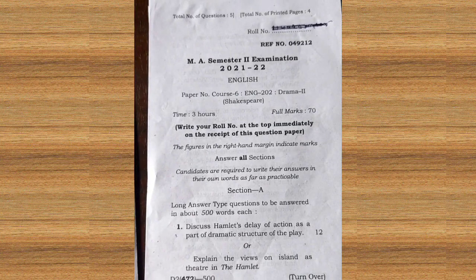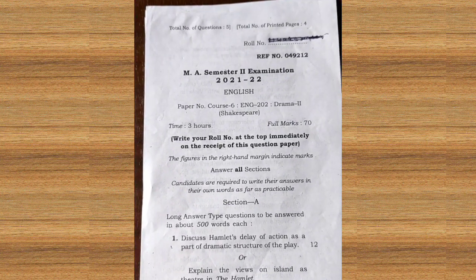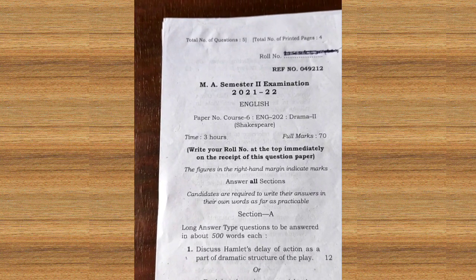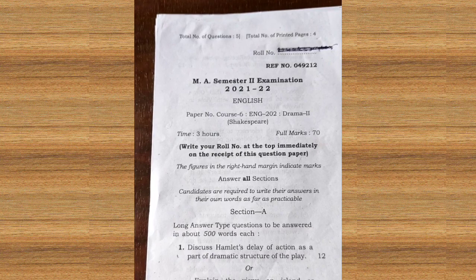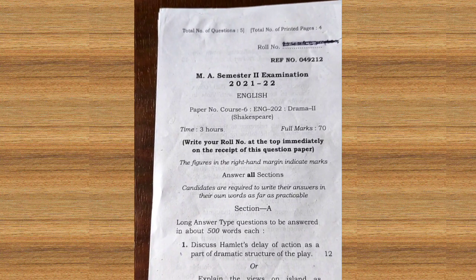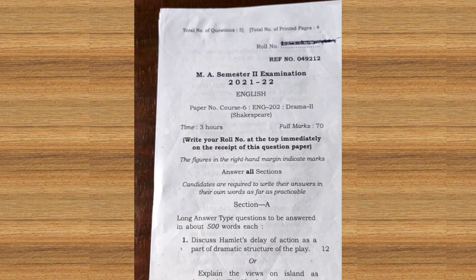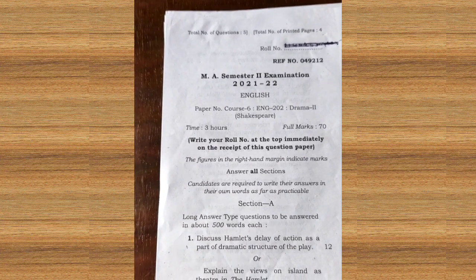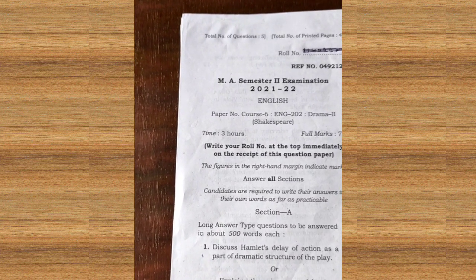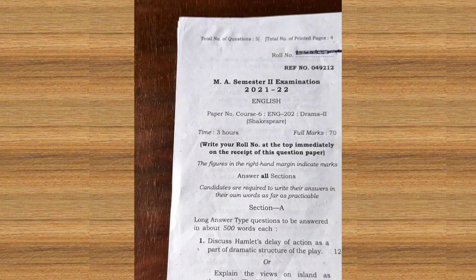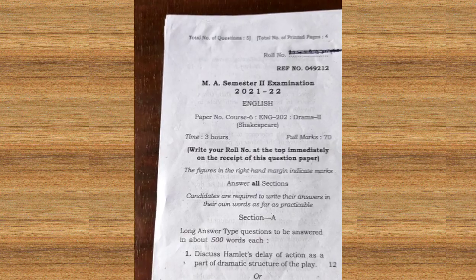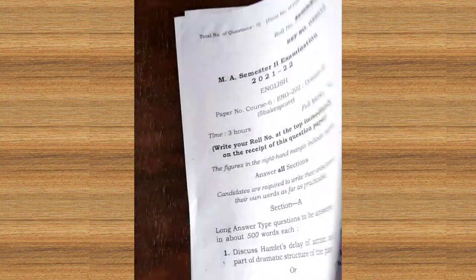Now let's see the drama paper. So as you can see, first there is a question from Hamlet, that is of 12 marks, and in this question there was a mistake, because the or question, like, explain the views on island as theater, it will be in Tempest. I forgot to correct it at the time of exam, because I didn't do that question. I answered the first question, like discuss Hamlet's delay.